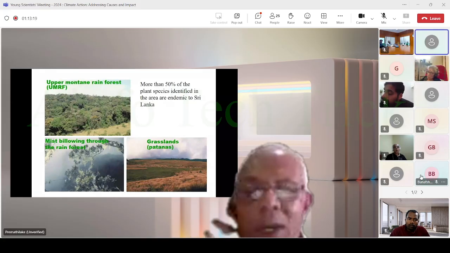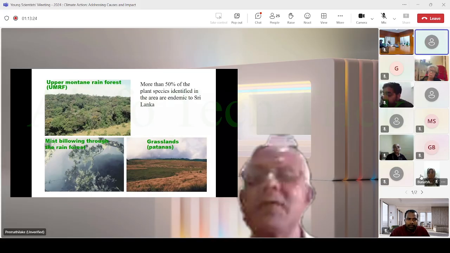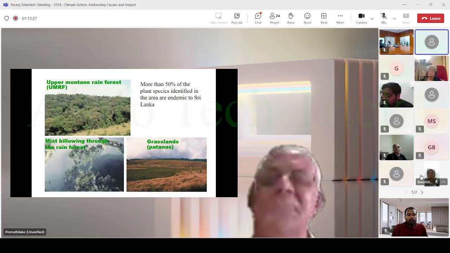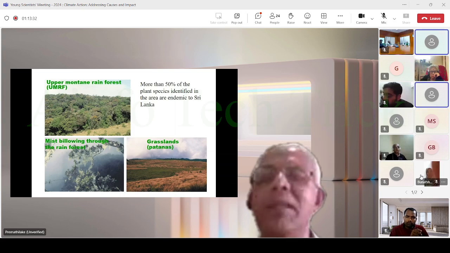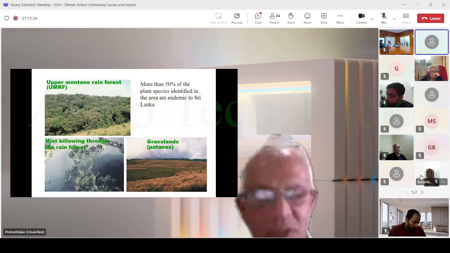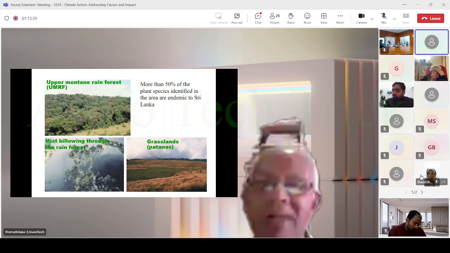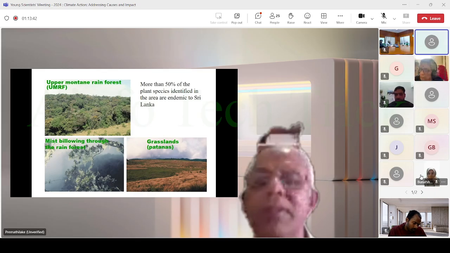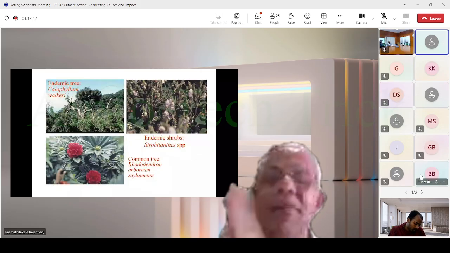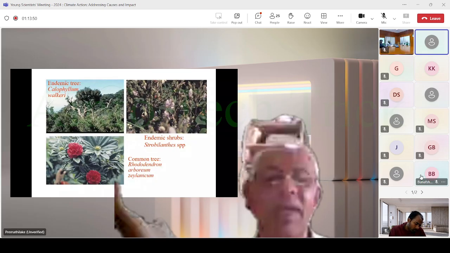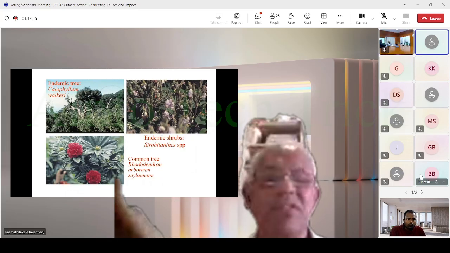What we are working on now is an area consisting of a lot of forest, mainly upper montane rainforest, and also grasslands, both wet grasslands and dry grasslands, with different types of grasses growing there. Montane forest is also very common, and these are the common taxa there. Most of the taxa are endemic to this forest, with endemic trees, shrubs and herbs; 40% to 60% of the plants growing there are endemic to Sri Lanka.